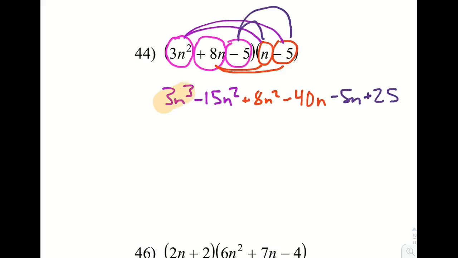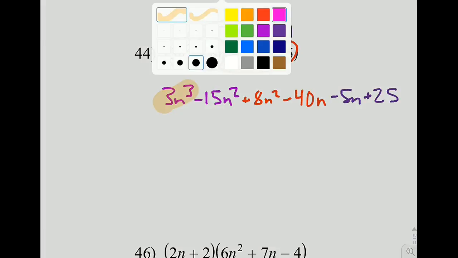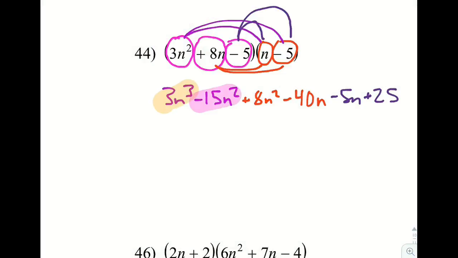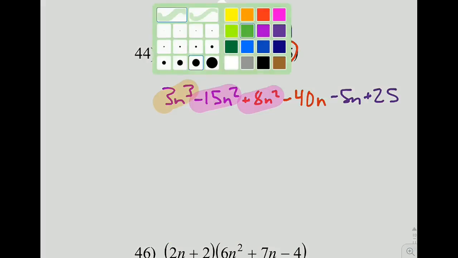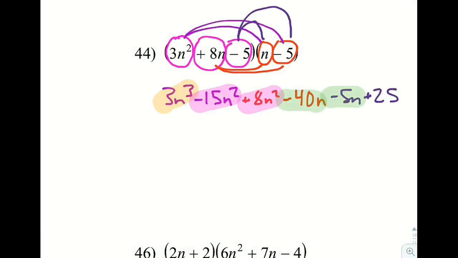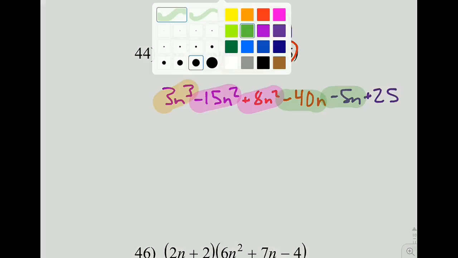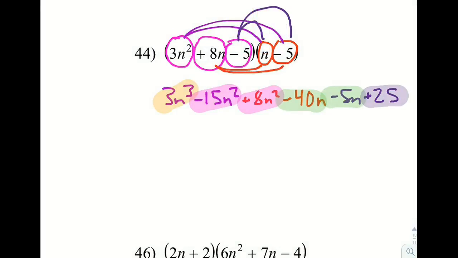We have a 3n to the third, and that's the only thing to the third. We have a negative 15n squared and a positive 8n squared. Those are n squared terms. We have a negative 40n and a negative 5n, our n terms, and then we have a plus 25.